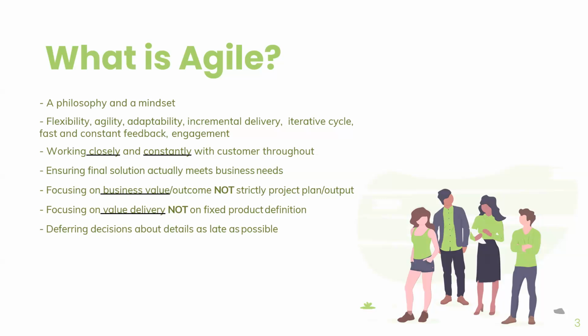So you're focusing on business value, not just strictly the project plan or output. What does that mean? It means that you're not just doing Agile because it's another way to deliver a project, right? You're doing Agile because there's a customer need or a business value that needs to be met. And that business value is maybe that customers need a better way to get responses whenever they send you an email, right?